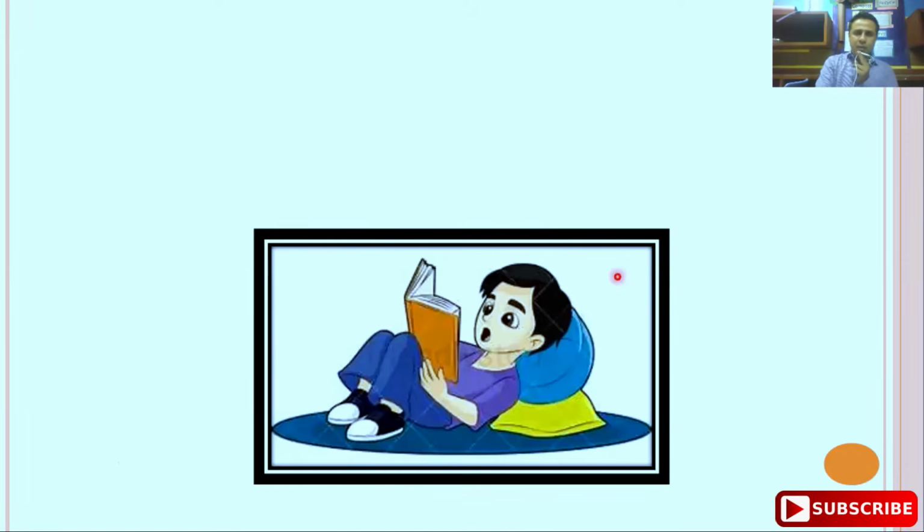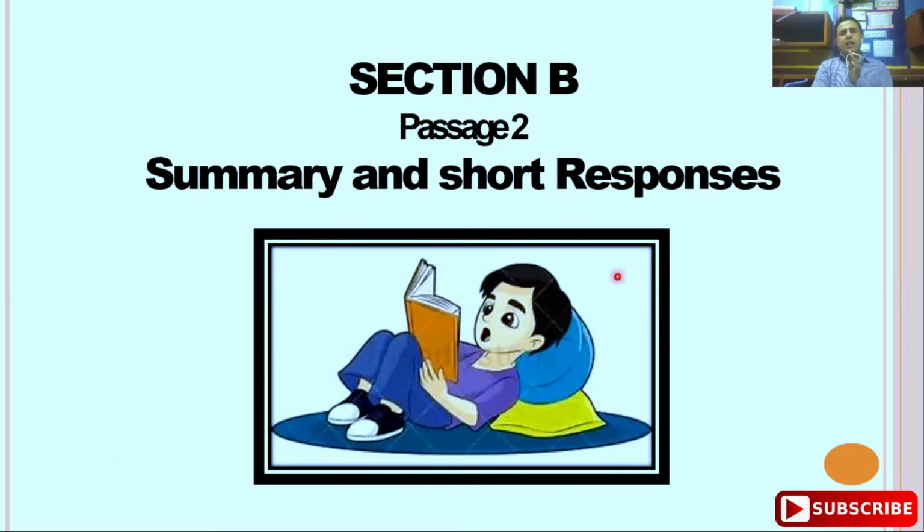And passage number one is finished, done. Now we're going to talk about passage 2, which you can call section B of paper 1, which is summary and short responses. You remember that in the previous paper pattern, summary writing was part of section 1, but this time it is part of section 2. Previously, summary writing was of only 10 marks, but this time it is of 20 marks.